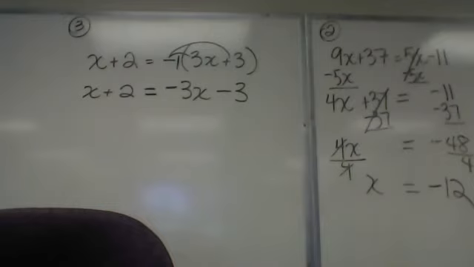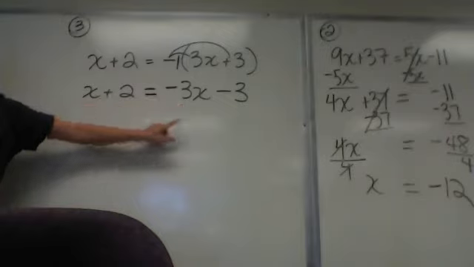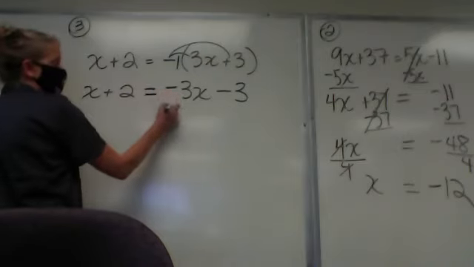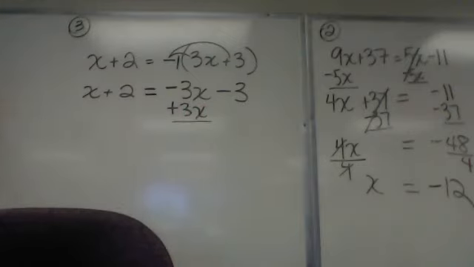Now, be careful here. How much x is this? It's positive 1x. This one's negative 3x, which means this one's smaller, right? How do you cancel out a negative 3x? What's the opposite of taking away 3? Adding 3. You want to cancel it out. So I'm going to need to cancel this out. I need a plus 3x.